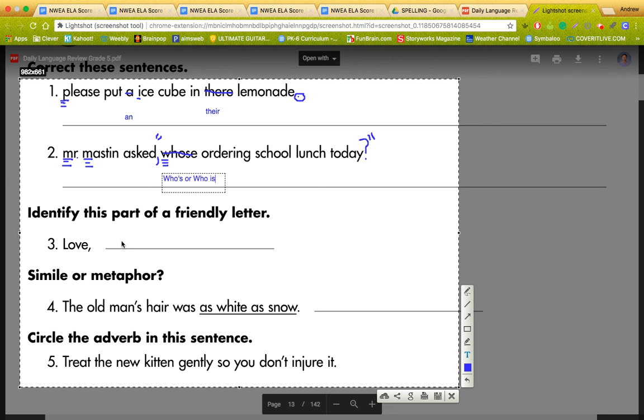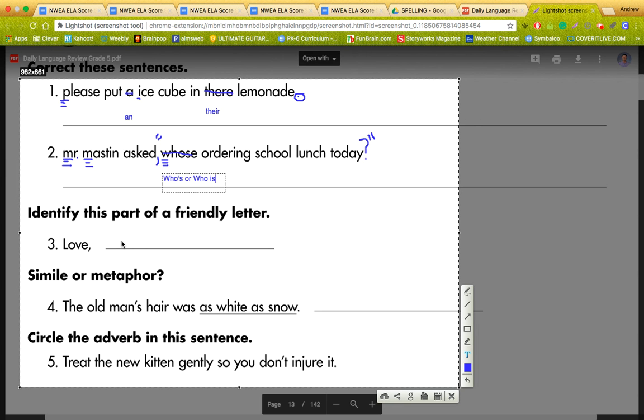Identify this part of a friendly letter. Guys, it is always up on the board. You can see it if you look up right now, the poster. It says parts of a friendly letter. And this is the closing. So number 3 is the closing. So make sure you have that written on your paper if you don't.